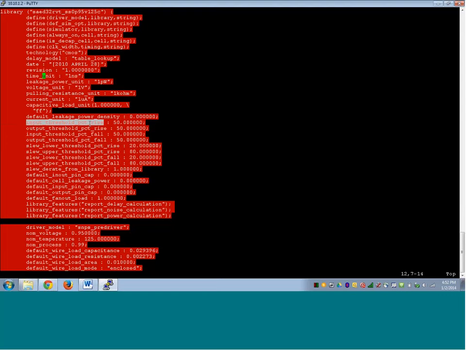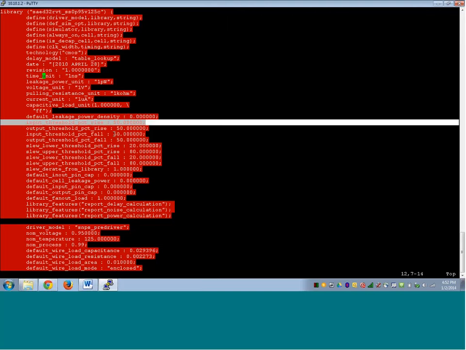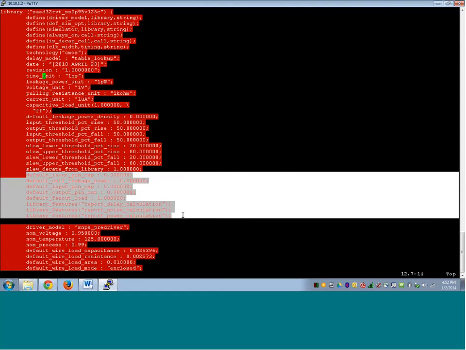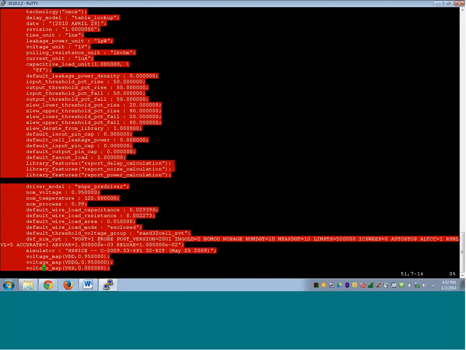Similarly, these thresholds here, PCT means percentage, define how we calculate delay from input to output. The delay is calculated by taking 50% of VDD of output minus 50% of VDD of input. So these thresholds define that. There will be some default pin caps, some default loads, and so on. I will not go through everything.